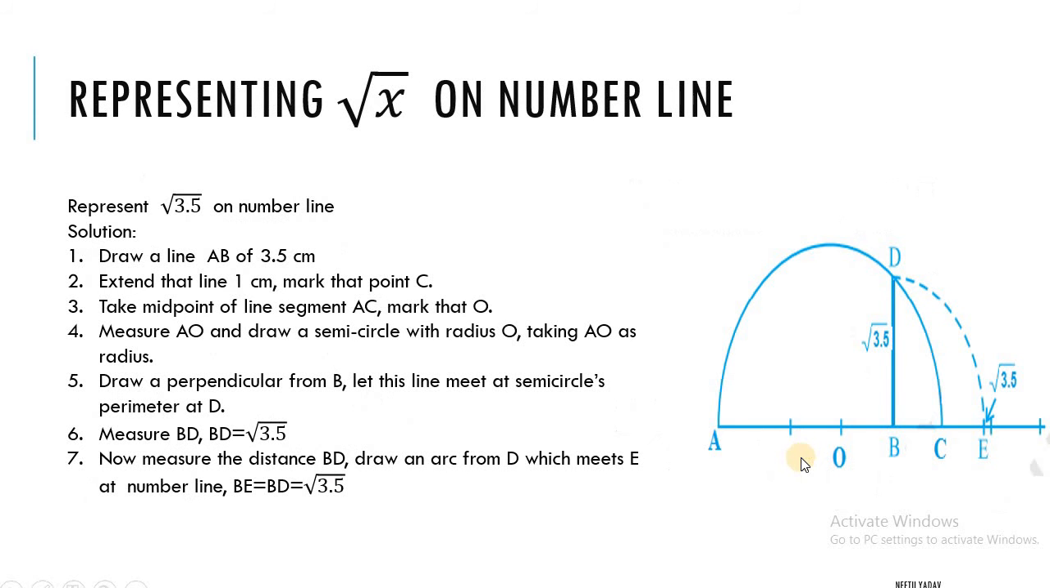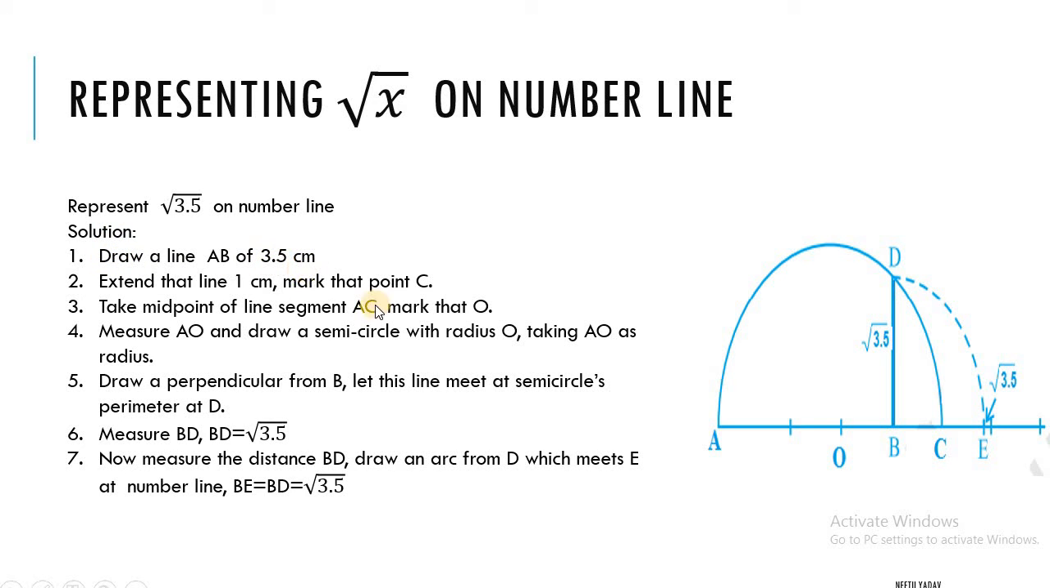Next is representing root x on number line. How can we express any real number which is under a square root on number line? For that we have to follow a simple construction or geometric construction part. So just follow the simple steps. The step number 1 says draw a line. Suppose I am going to represent root 3.5 on number line. So first of all we have to measure 3.5.